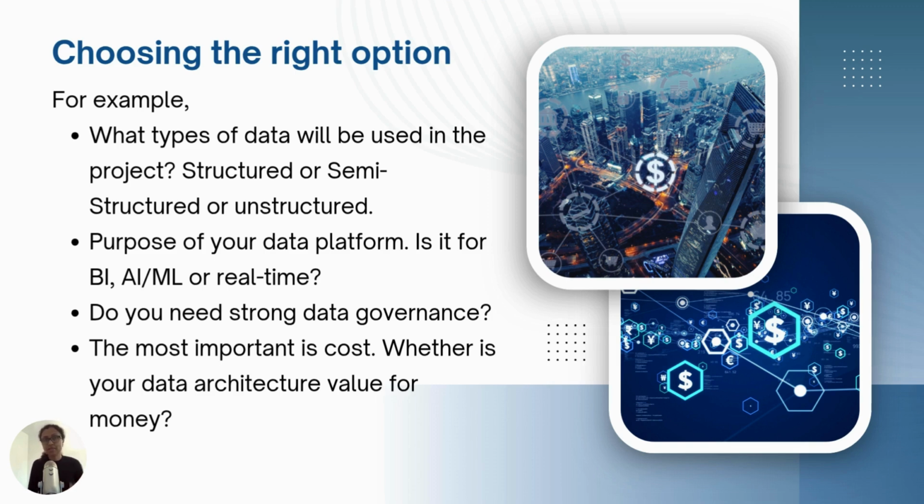For any AI and ML work, you really need a strong data governance policy, metadata management rules, and all that. The most important is cost. Is your data architecture value for money or not? Whenever you choose the architecture, you need to define the data storage capacity. If you have a huge amount of unstructured data, you need huge data storage capability, so your cost is very important. Based on this type of evaluation, you need to understand the right option, and also how many users there will be, because if you have many users, obviously you need a more powerful application.